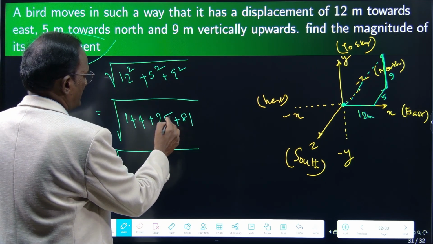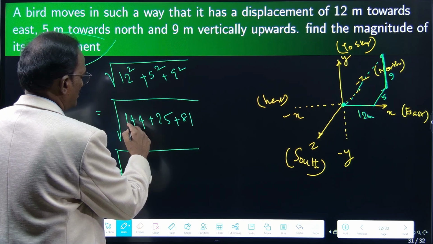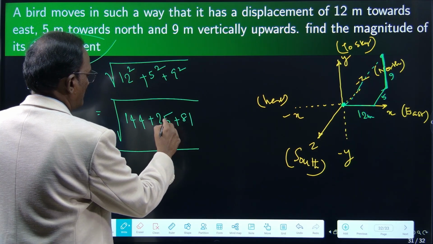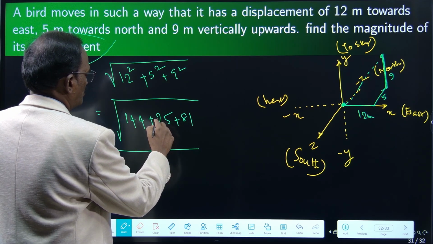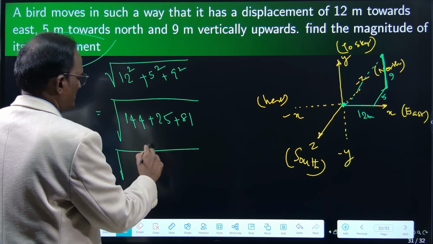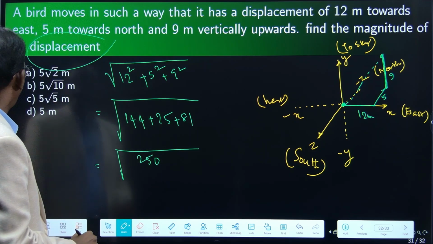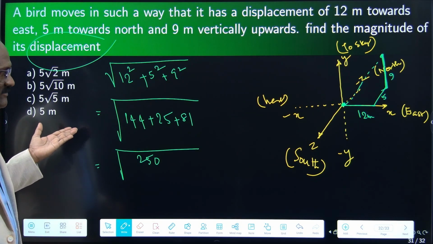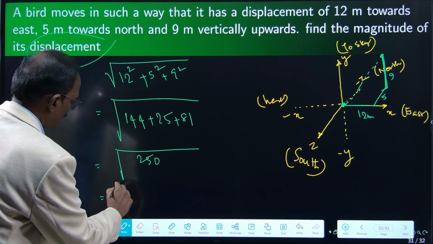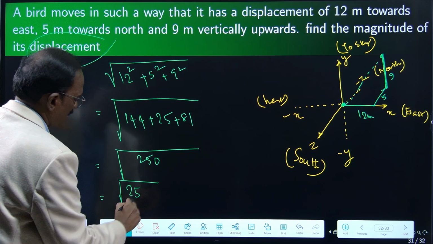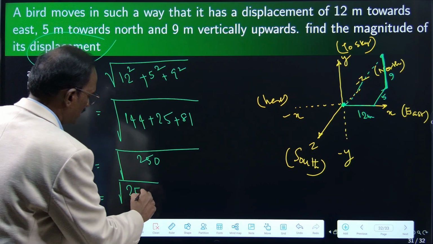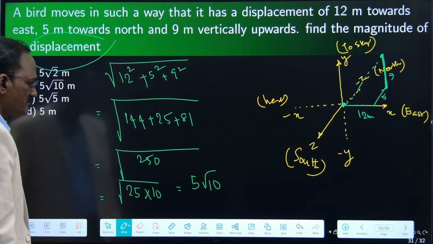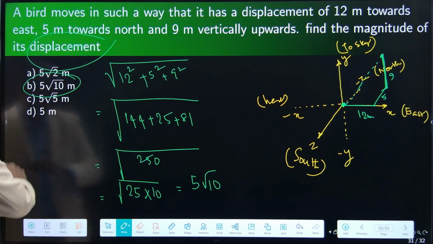So 144 plus 81 plus 25 is 250. Square root of 250. The options are 5 root 2, 5 root 10, 5 root 5, 5. So 5 is available in all the options. So 5 means inside the square root 25 must be there. Then only if you take 25 outside, 5 you will get. So 25 into 10. This is 5 root 10. Option B is right.